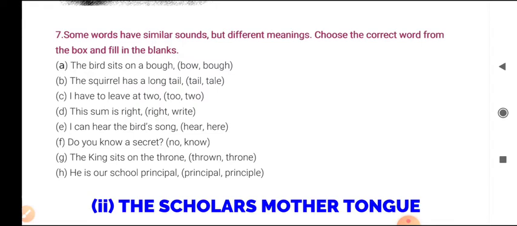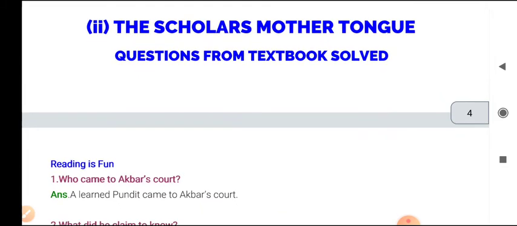Okay. Let's move on to the next lesson. The scholar's mother tongue.